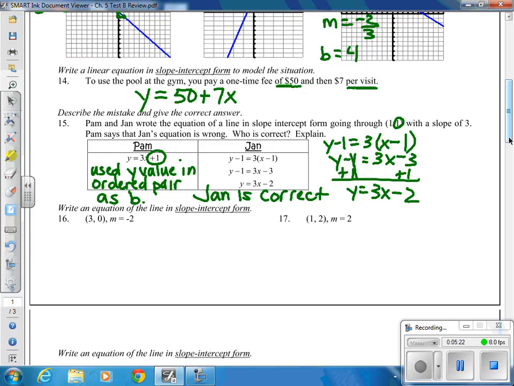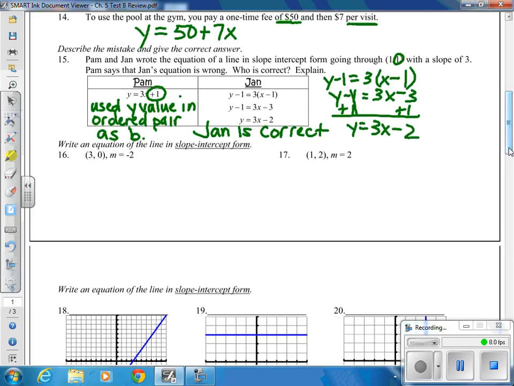All right, for 16 and 17, we need to write an equation in slope-intercept form when they're giving us different information. And in this case, I'm giving you a slope and a point. You have two options with this. You can find the b, or you can use point-slope form. I'm going to do number 16 by finding the b, and then I'll do number 17 by point-slope so you can see an example of either one. It does not matter which one you choose to do. You're going to get the same answer no matter what, unless your math is wrong.